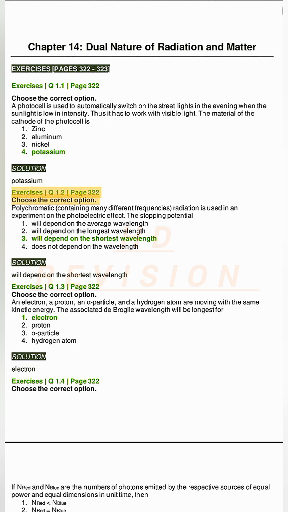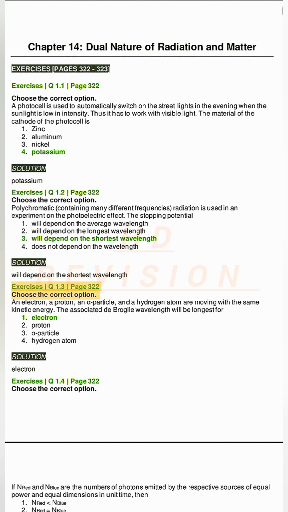Exercises Q1.2, page 322. Choose the correct option. Polychromatic radiation, containing many different frequencies, is used in an experiment on the photoelectric effect. The stopping potential: 1. will depend on the average wavelength, 2. will depend on the longest wavelength, 3. will depend on the shortest wavelength, 4. does not depend on the wavelength. Solution: Will depend on the shortest wavelength.